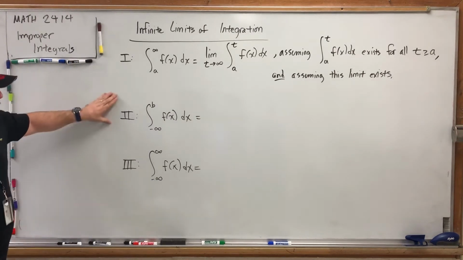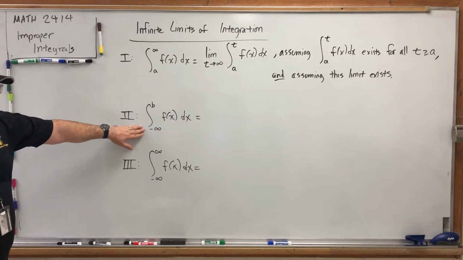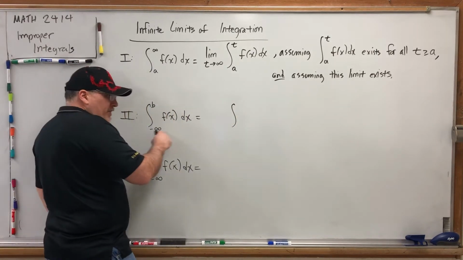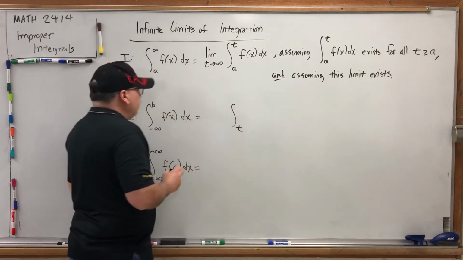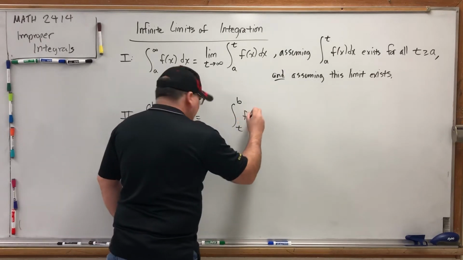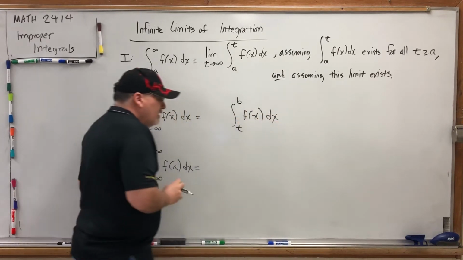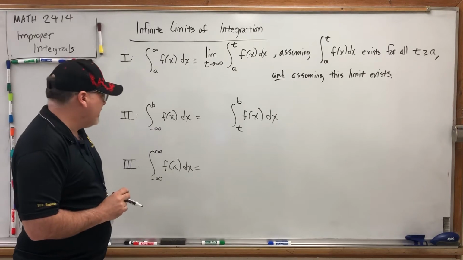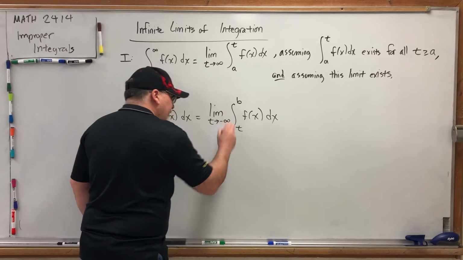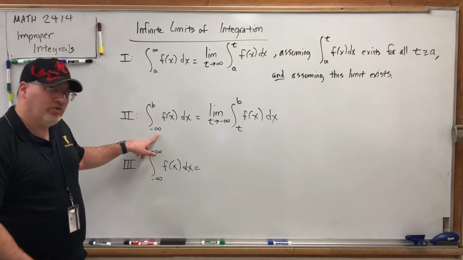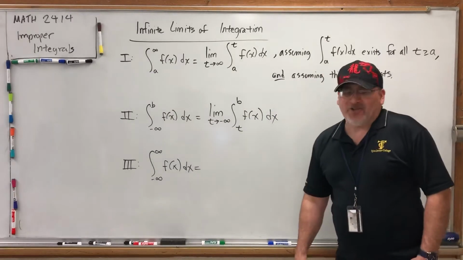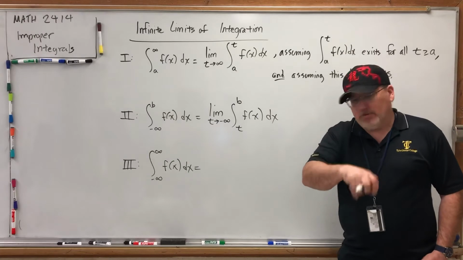For the second type, where we have negative infinity as the lower limit, it's pretty much the exact same thing. We replace the problem, negative infinity, with the variable, t. Leave our upper limit alone, so we're calling it b. And we evaluate this integral, the integral from t to b of f of x dx, then take the limit as t approaches negative infinity, since that's what our original lower limit of integration was. And actually, these aren't strategies, these are really definitions. This is how we do these problems.